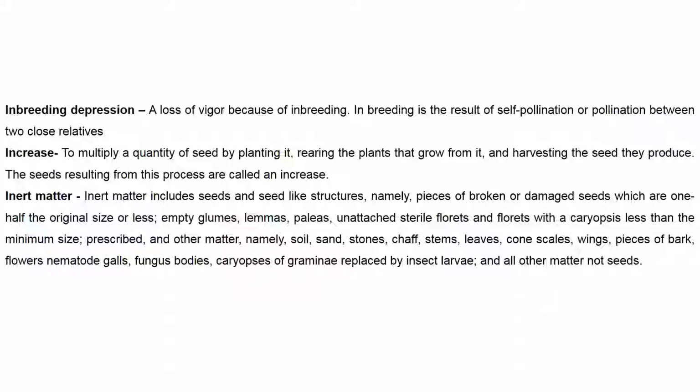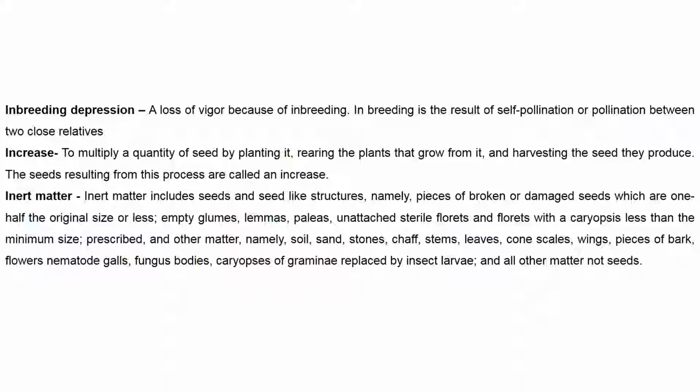Inbreeding depression. Loss of vigor because of inbreeding. Inbreeding is the result of self-pollination or pollination between two close relatives. Increase. To multiply a quantity of seed by planting it, tending the plants that grow from it and harvesting the seeds they produce. Seeds resulting from this process are called an increase.